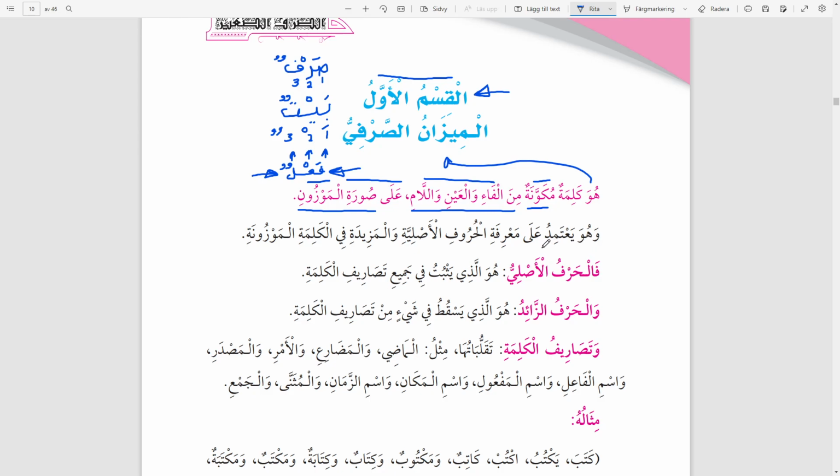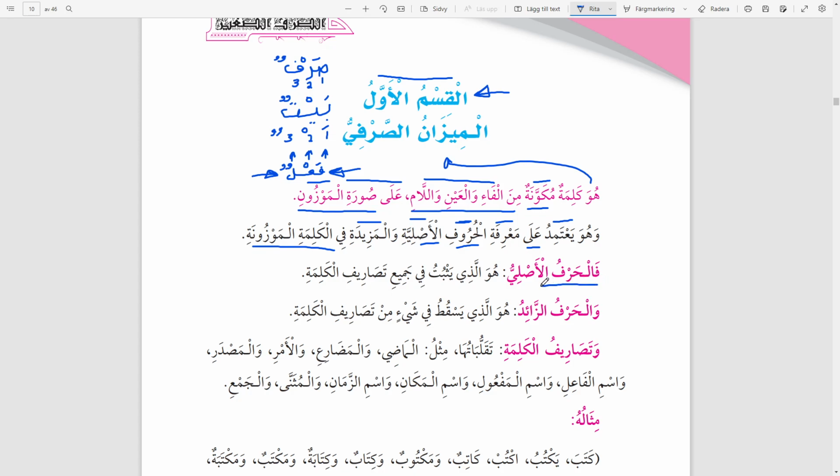وهو يعتمد, and it depends on or leans on, because العماد, for example, is the pillar. It depends on the knowledge of the original letters, or the root letters, one could say, or the fundamental letters, and the added letters in the word that is being analyzed.